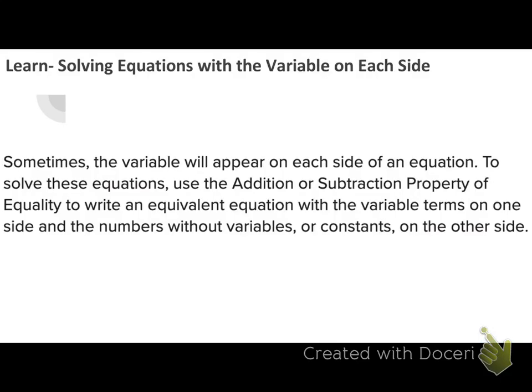Sometimes the variable will appear on each side of an equation. I would write this down because we're going to be using these steps. To solve these equations, use the addition or subtraction property of equality to write an equivalent equation with the variable terms on one side and the numbers without variables, or constants, on the other side. Let me explain what that means.